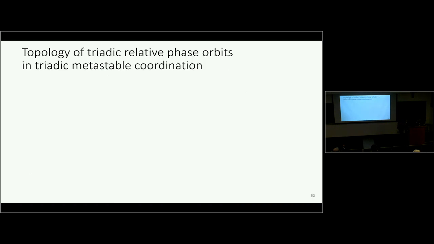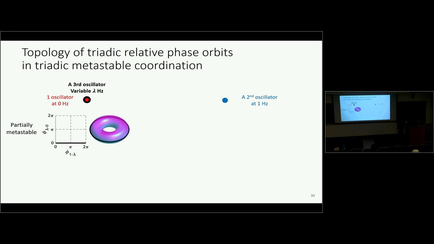So now I want to do a thought experiment. Think of a 3 oscillator system. If one oscillator is naturally at 0 hertz, the other one at 1 hertz, and I have a third oscillator. If this oscillator has the same frequency as the first oscillator, they will become synchronized and they may coordinate metastably with the second oscillator. This will give us a simple topology of a large circle on the torus, meaning here the relative phase between lambda and the oscillator at 0 is constant over time.